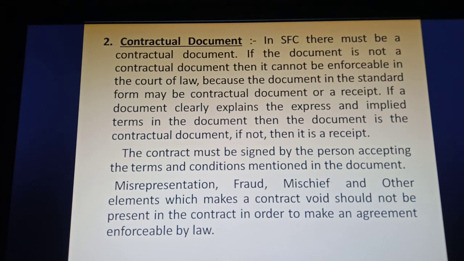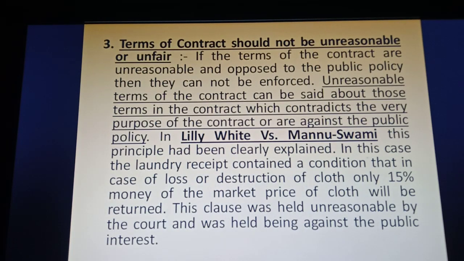And there should not be the presence of any misrepresentation, fraud, mischief, and other elements which make a contract void. So any type of misrepresentation, fraud, mischief, and other elements which make a contract void should not be present in the contract in order to make an agreement enforceable by law.